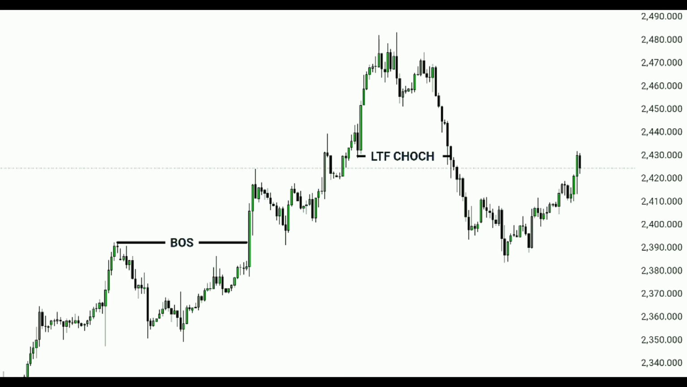In this chart, buyers were strong at first, but once price failed to create a new high and then broke a minor low, it showed that sellers were stepping in. This does not mean the entire trend has fully reversed yet, but it signals weakness in the current direction. Beginners often ignore this signal and keep buying, thinking the trend will continue. Professional traders watch for this small structure shift because it helps them prepare for a possible bigger move. Understanding low time frame change of character helps you see momentum shifts early instead of reacting too late.